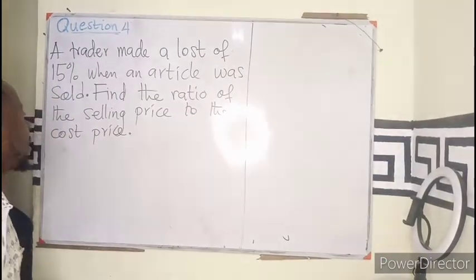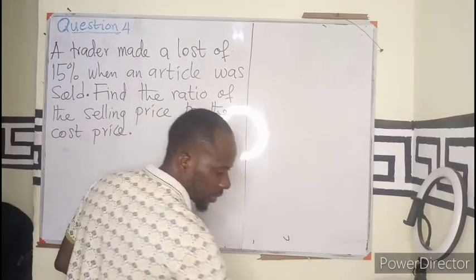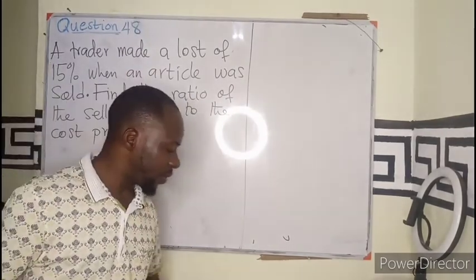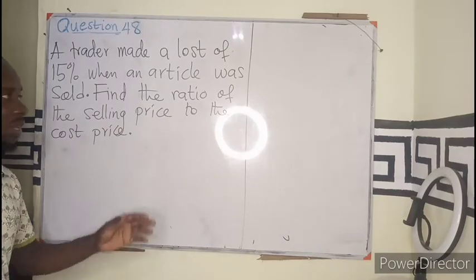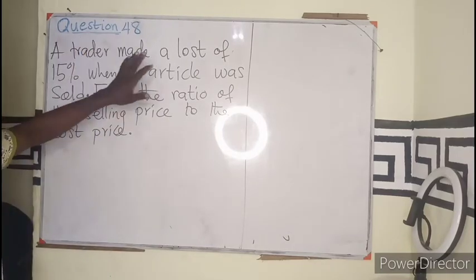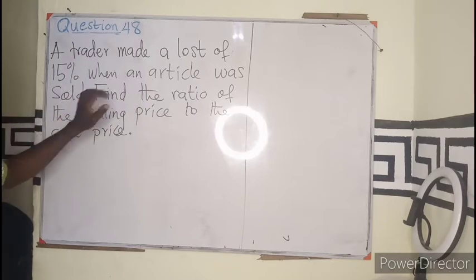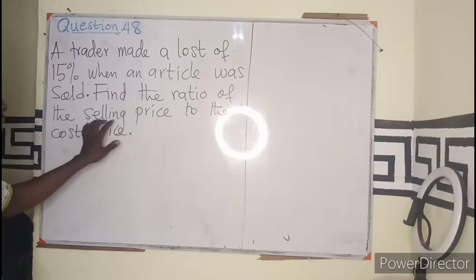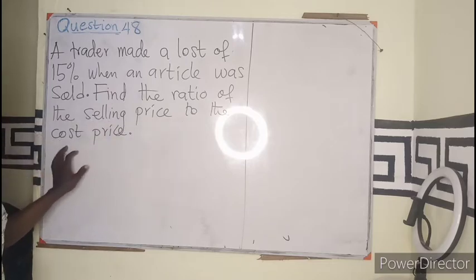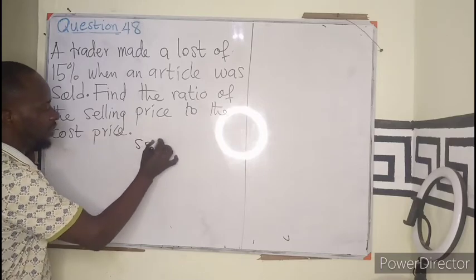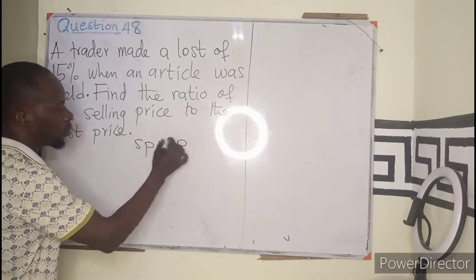Okay, so 38. We have a question on profit and loss, application of percentage. A trader made a loss of 15% when an article was sold. Find the ratio of the selling price to the cost price. So what we are asked to find here is what? The selling price is to cost price.